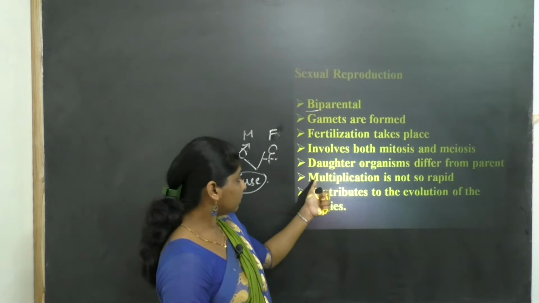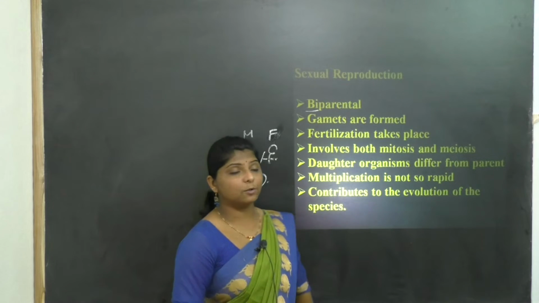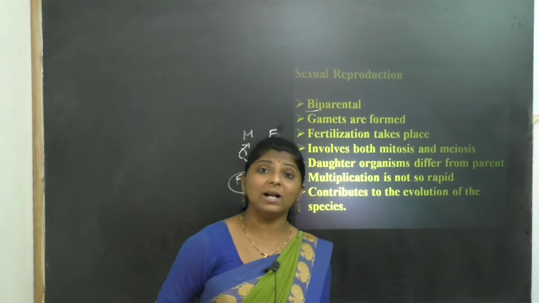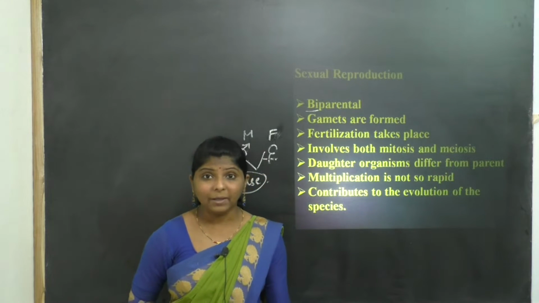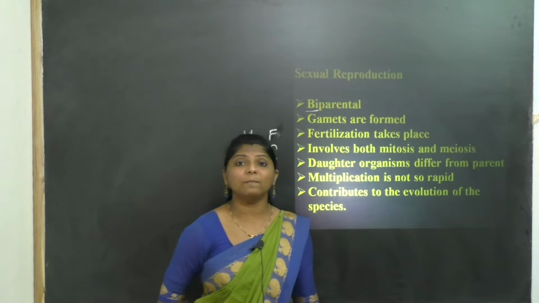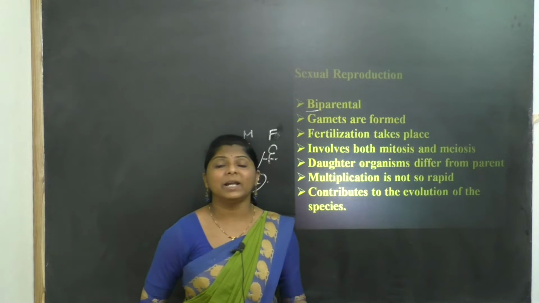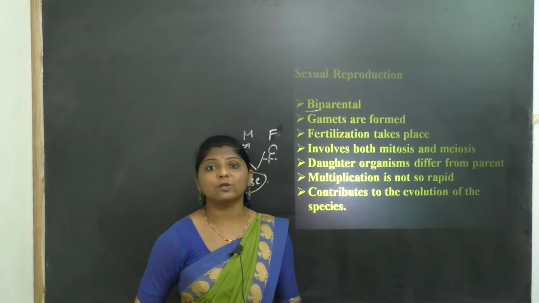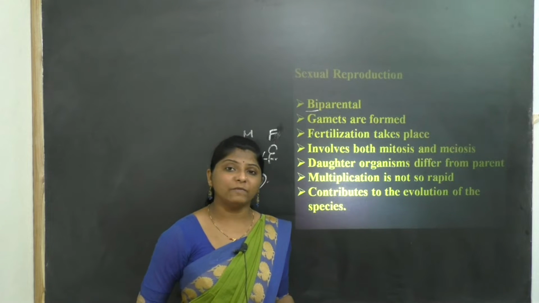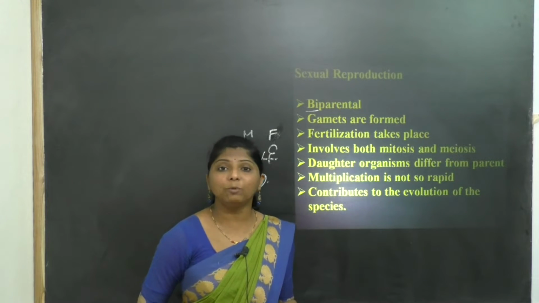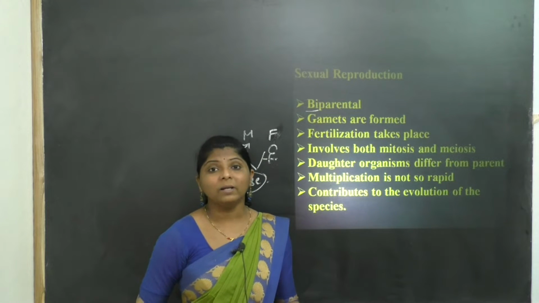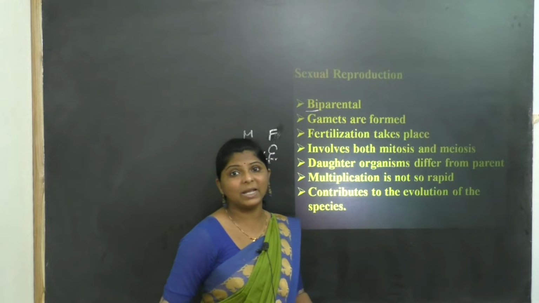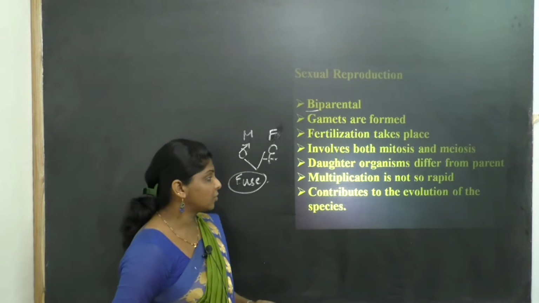Next, multiplication is not so rapid. In asexual reproduction, a large number of offspring were produced very quickly, in a very short span of time, but not in sexual reproduction. The process is very slow, very elaborate here. That is why there is no rapid multiplication of offspring in sexual reproduction.